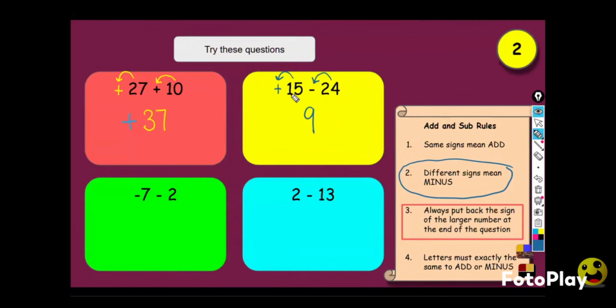Which one is larger? 15 or 24? Last time I checked, 24 is larger than 15. What sign does the larger value carry? A minus. So the final answer is minus 9. Right? Let's try the green one, right?